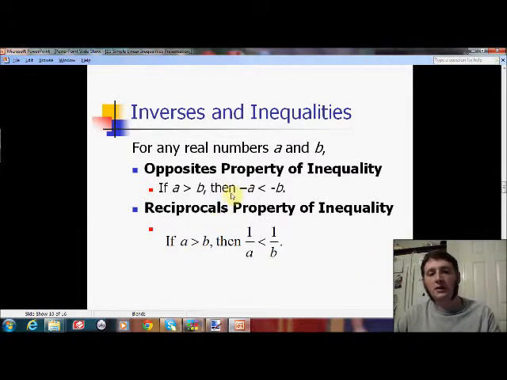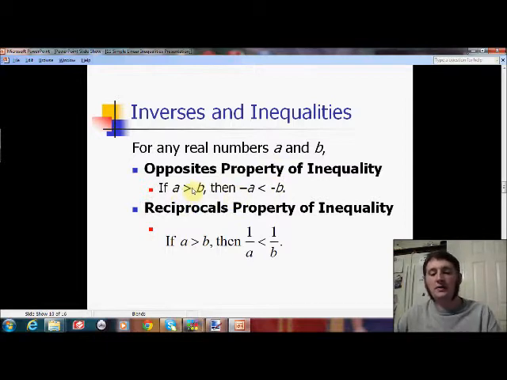Here are some other properties of inequality. It turns out inverses reverse an inequality. Inverses reverse. Say that 5 times fast. We'll pretend that's 5. If you do an opposite on both sides of an inequality, it reverses the inequality. So if you have A is greater than B, then the opposite of A is less than the opposite of B. The idea is if you change the signs here, it reverses the inequality.